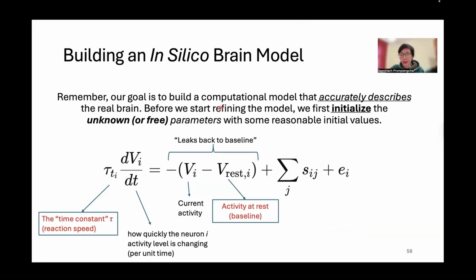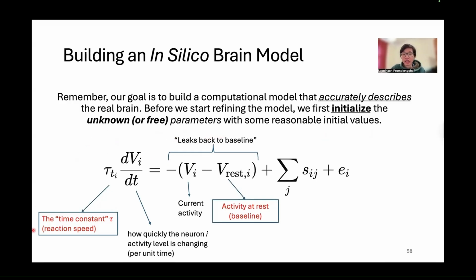But remember, our goal is to build a computational model that accurately describes the real brain. Before we start refining the model, we first initialize the unknown or free parameters with some reasonable initial values. In other words, the point of building this model is that we can hopefully have a nice description of the brain. But because a lot of things are unknown, we need to fine tune this model, right? To fine tune this model properly, we need to start from somewhere. So this is the process of initialization. You would initialize these unknown or free parameters with some reasonable initial values.